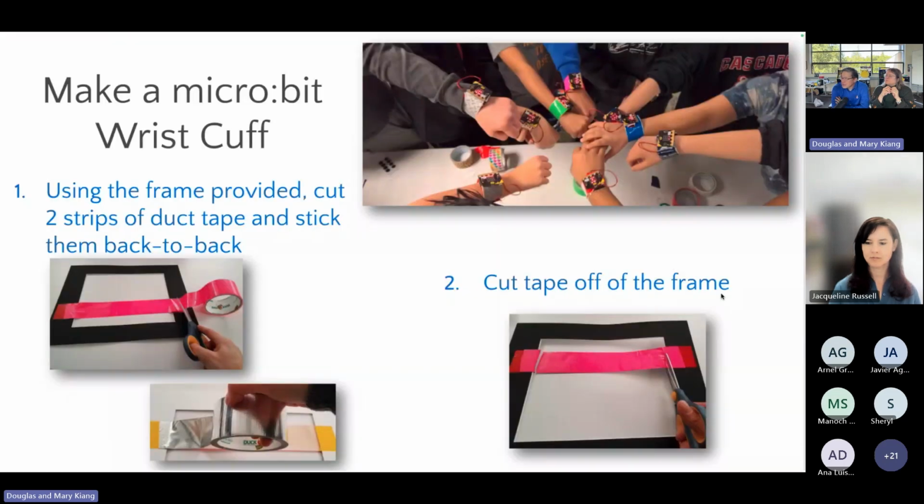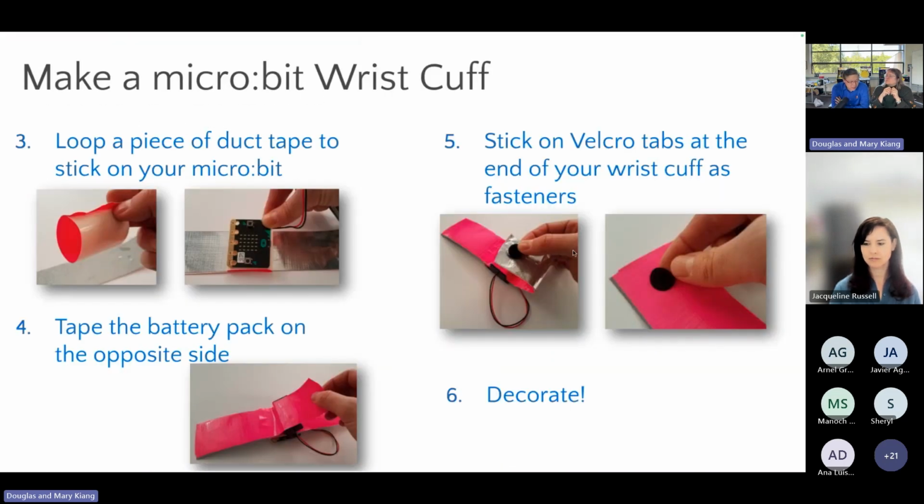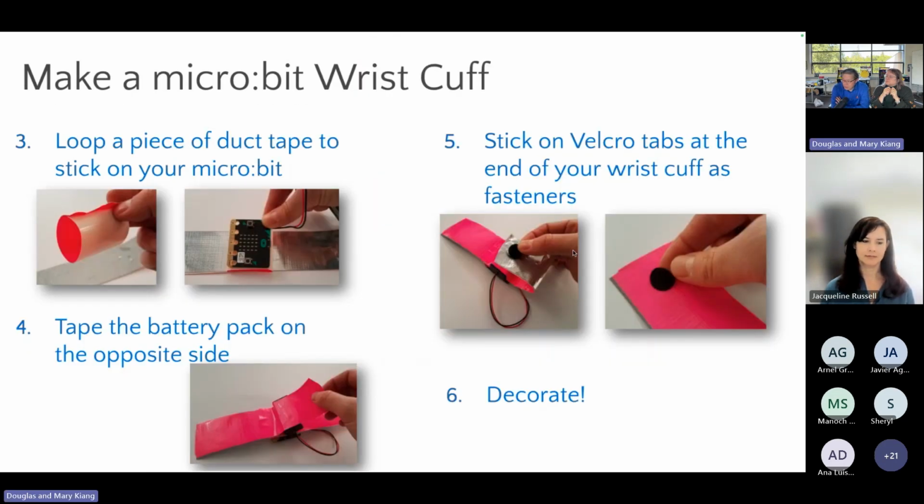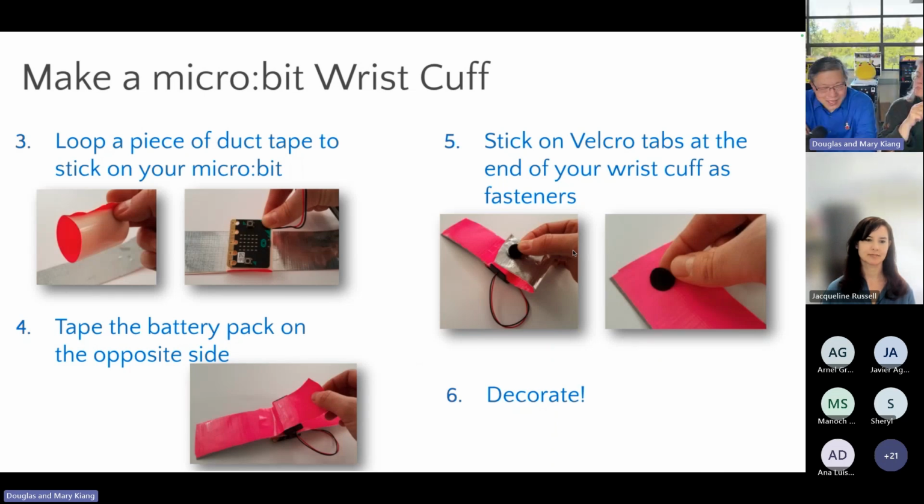Let me go to the next one. Here's an example of making a micro:bit wrist cuff, and you can find examples of these online on the MakeCode website. They have instructions on how to do this. It is very easy to do with just a cardboard frame and some duct tape, and you can make a pretty durable wrist strap. Turns out this strategy of using duct tape is very useful because you can make wallets out of it. You can do all kinds of stuff. This is really physical computing at its best. You can really use the micro:bit as the center of a whole maker-focused curriculum.